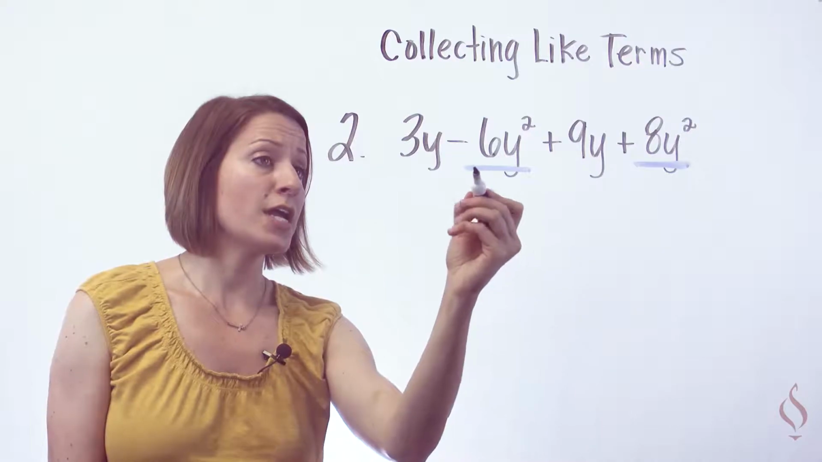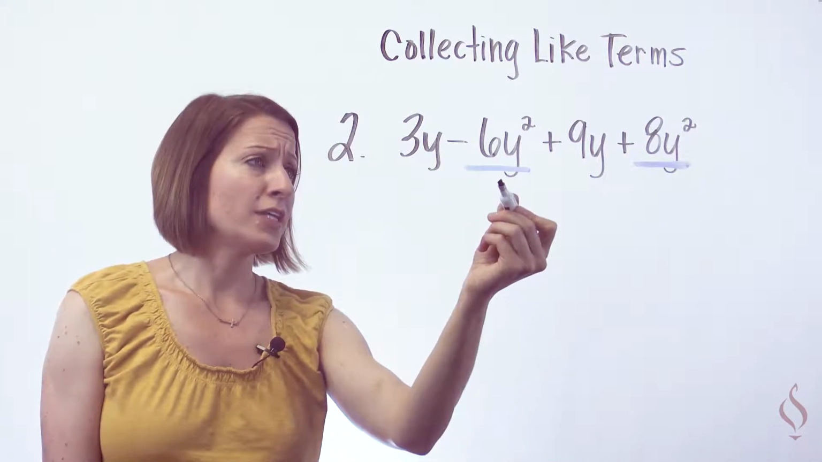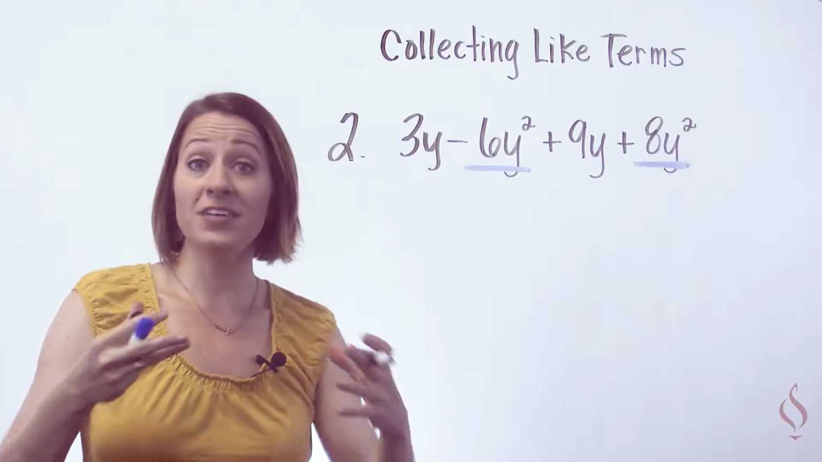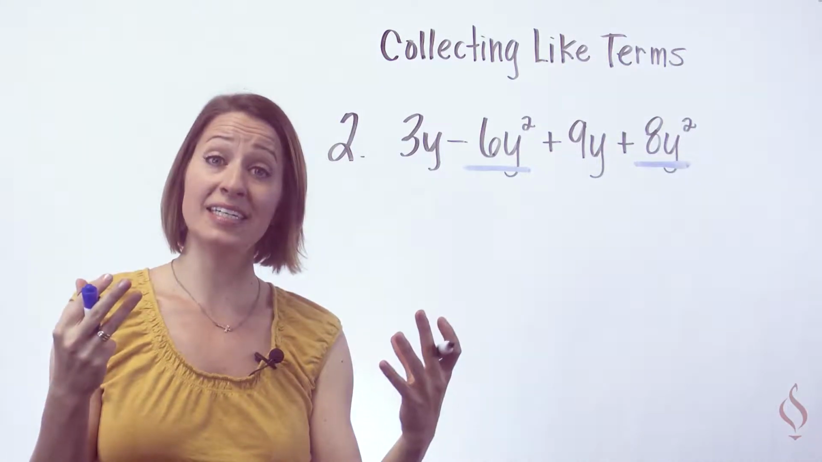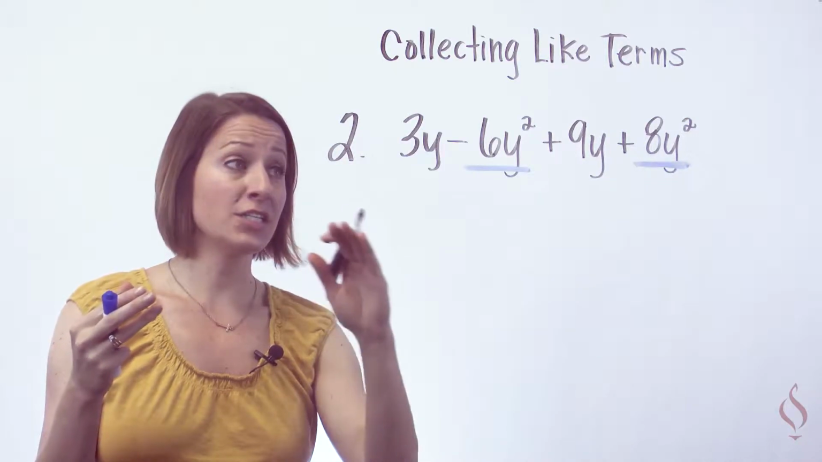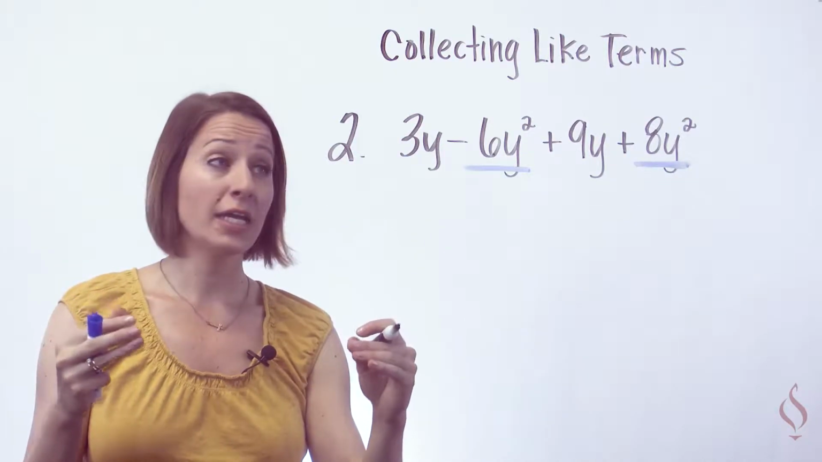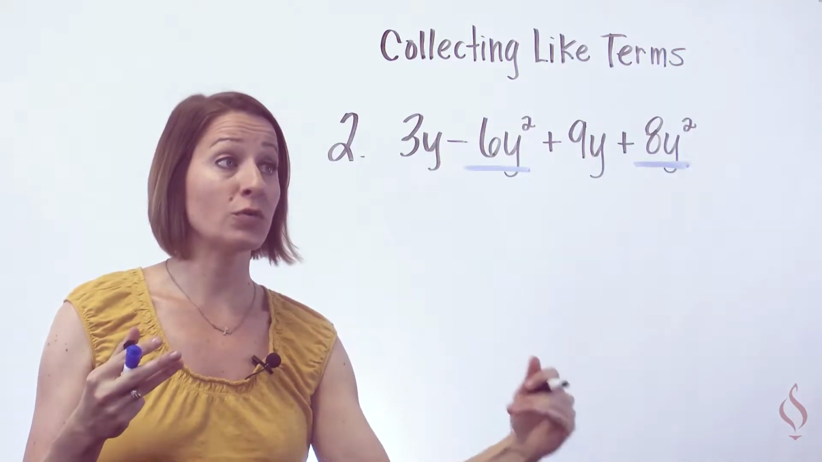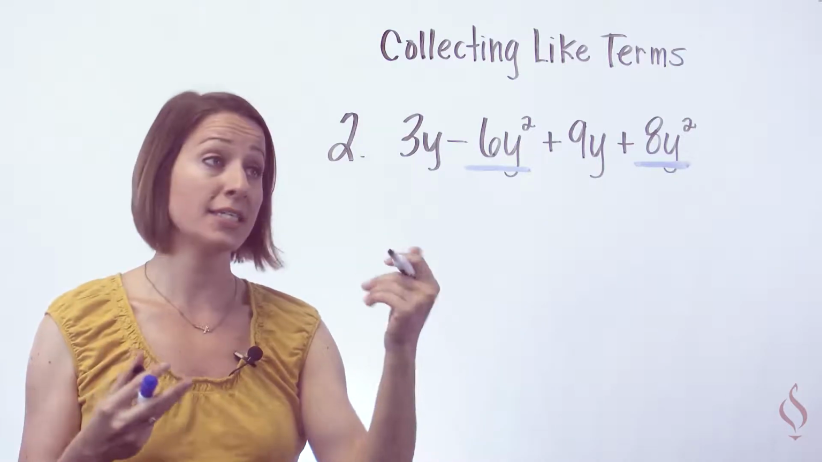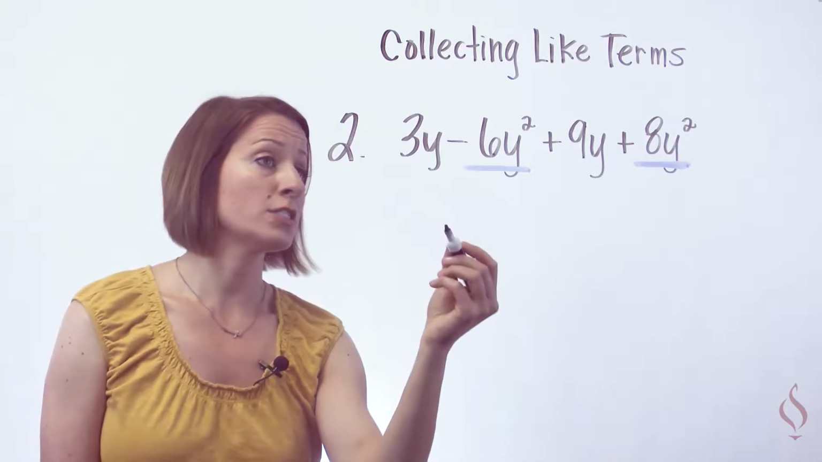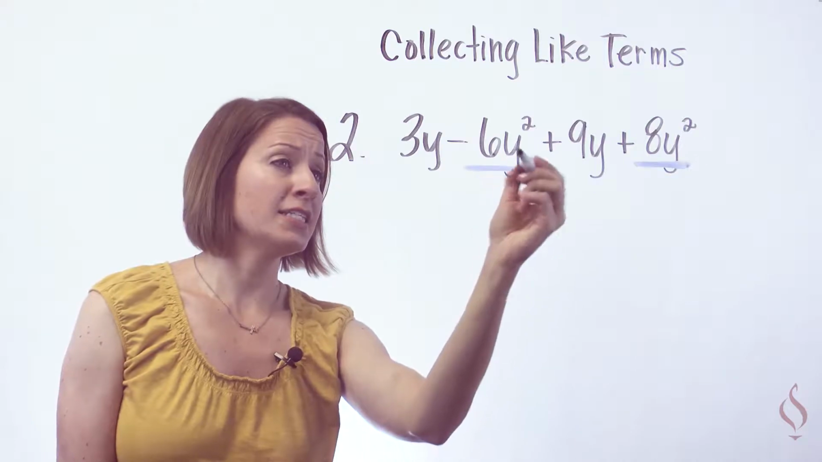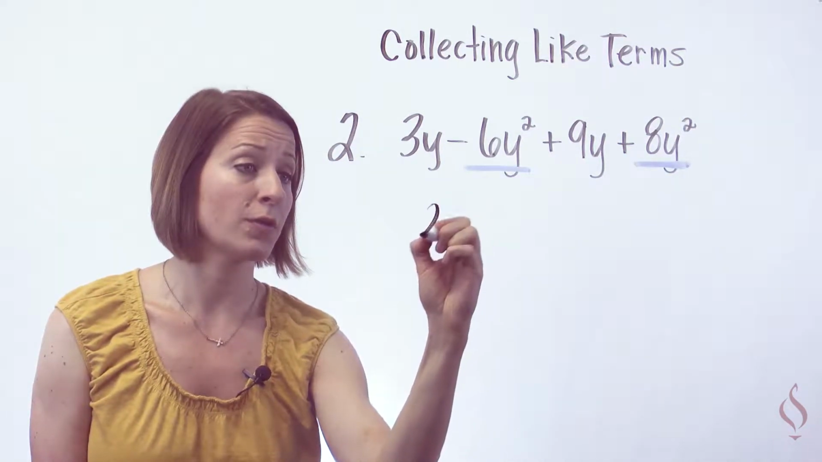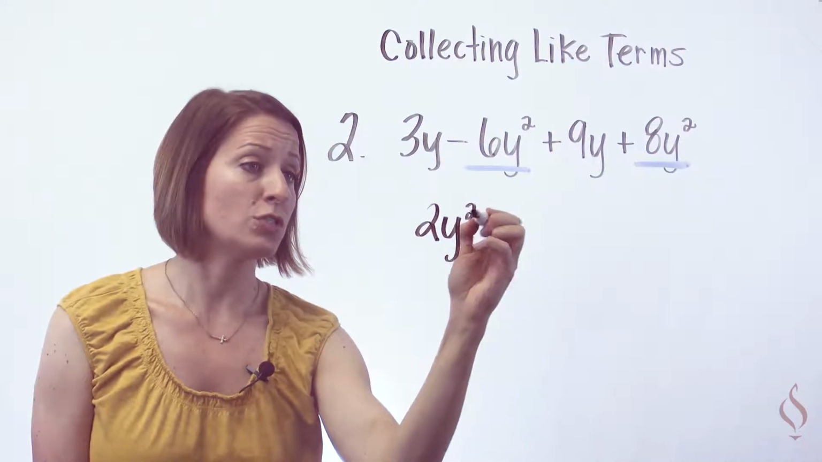So this first one, we're going to start with the exponent of a 2. In algebra, everything needs to be in order. So there's this idea of listing your terms in descending order. And what that means is you start with the highest exponent and then you go down from there. So since 2 is our highest exponent, we're going to start there. So this is -6y squared plus 8y squared, which is 2y squared.